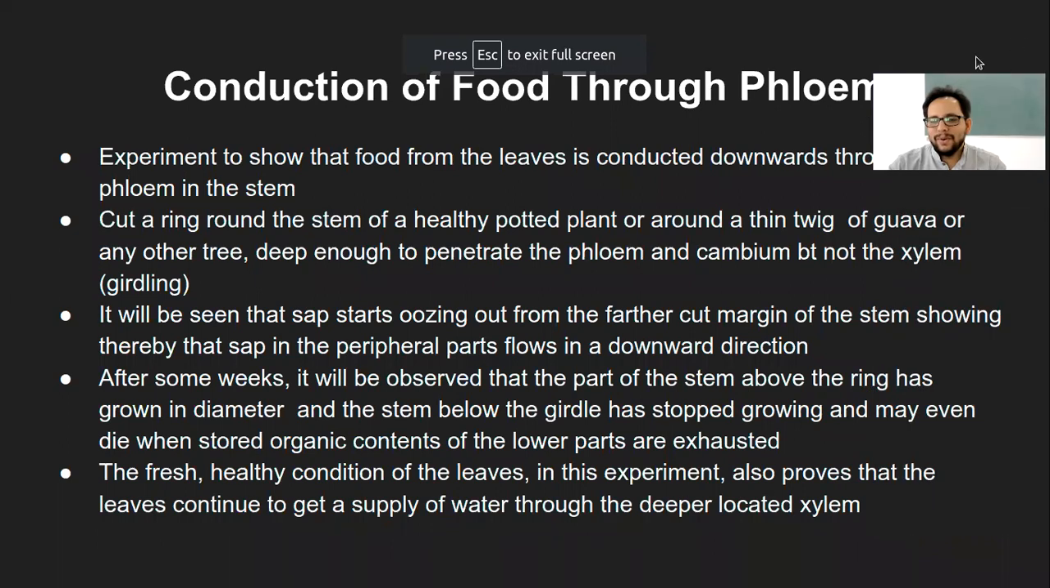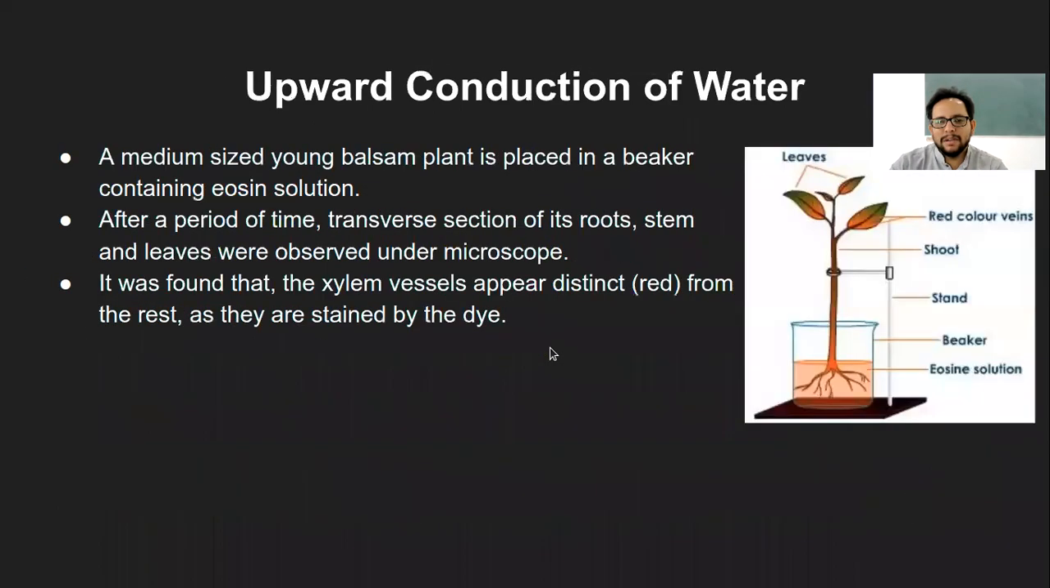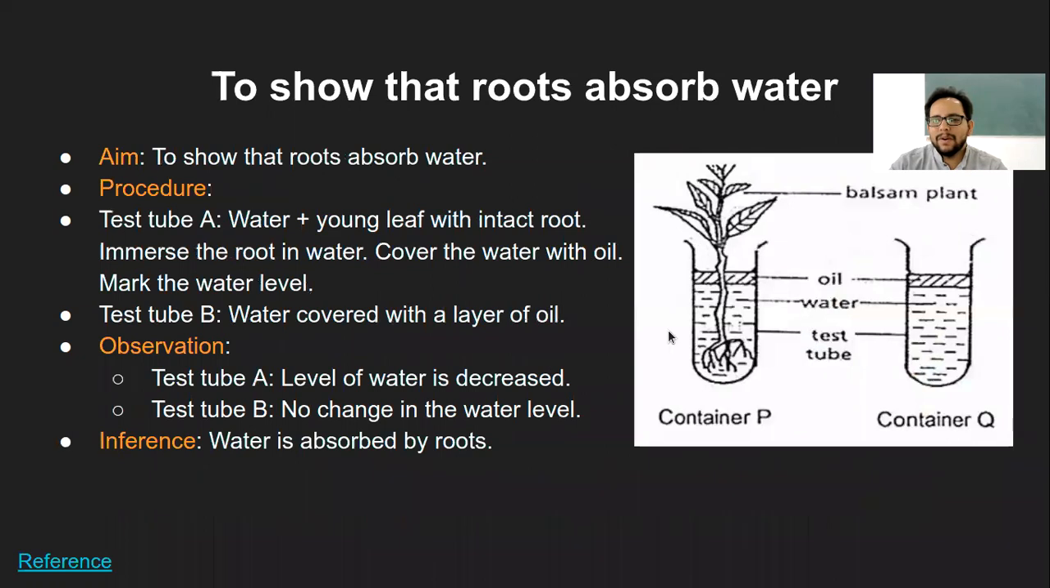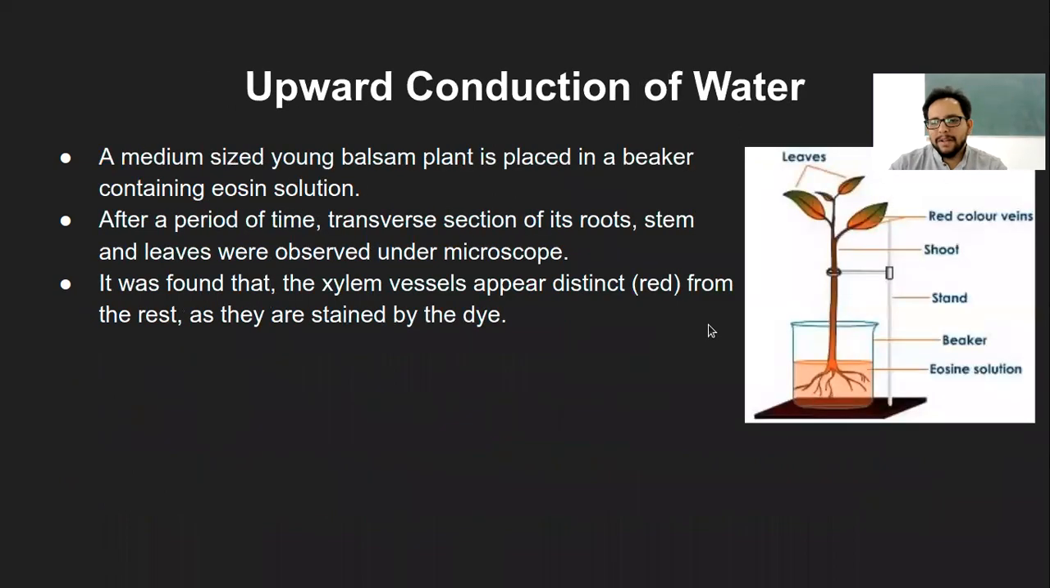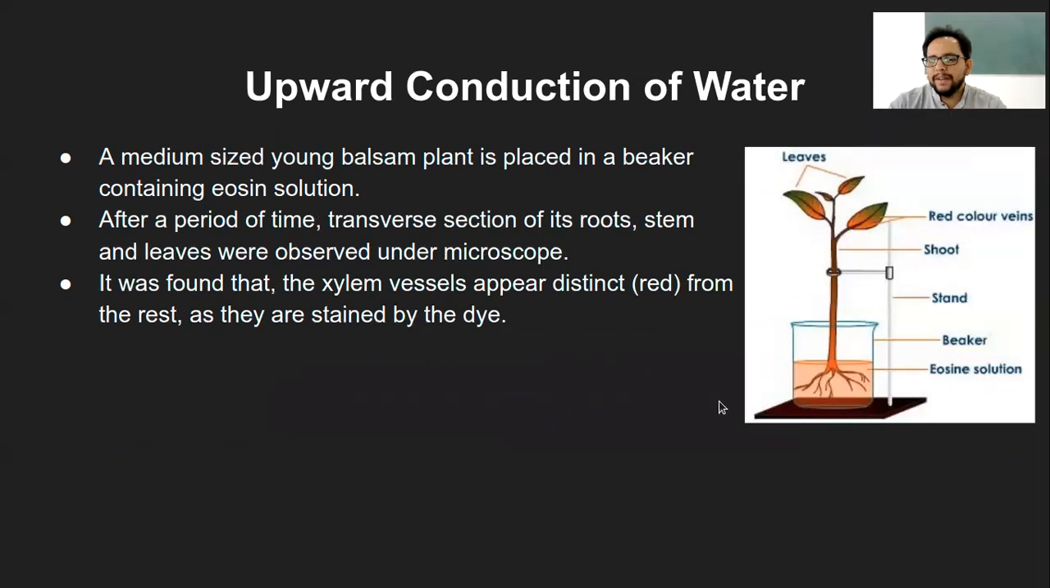Okay, so good morning everyone. In the last classes, as far as I remember, we had looked at all these different experiments. The first one was to show that it's the root structure which absorbs the water, and we had used this setup with the control experiment. The second one we did was on the upward conduction of water. The aim was to prove that water moves upward from roots towards the leaf side, and the eosin dye solution was used for this specific purpose.